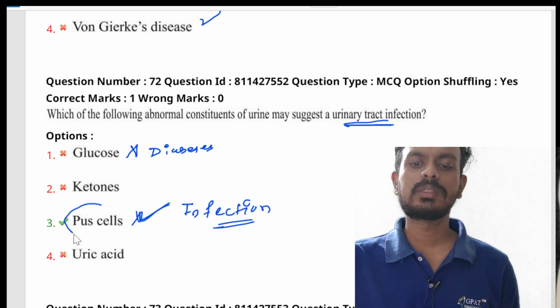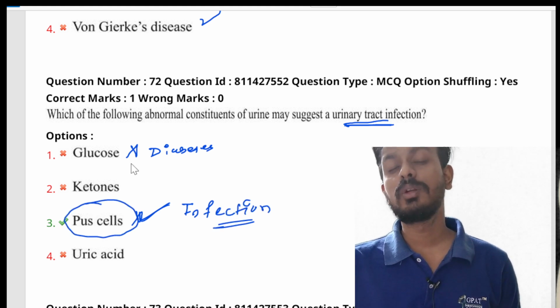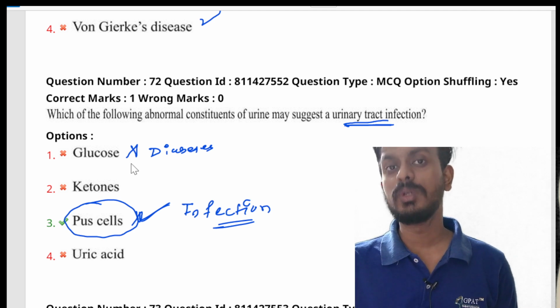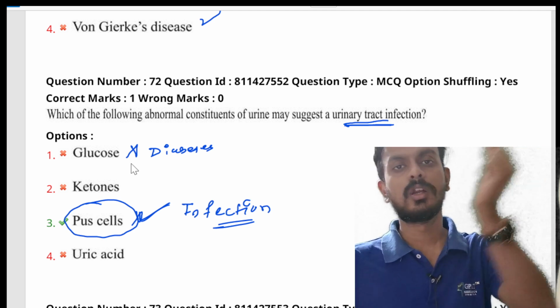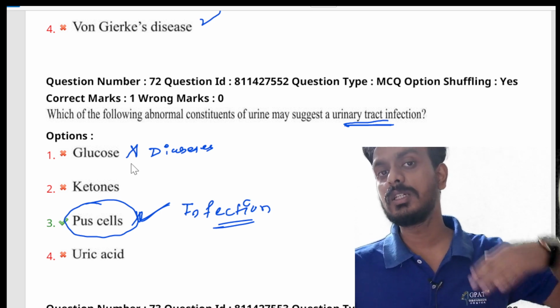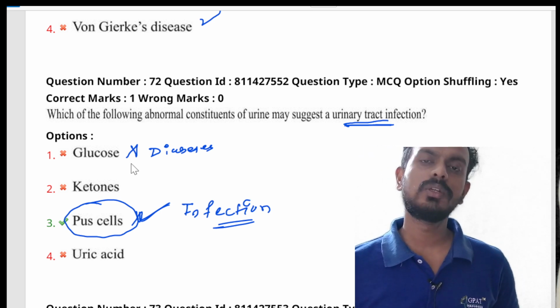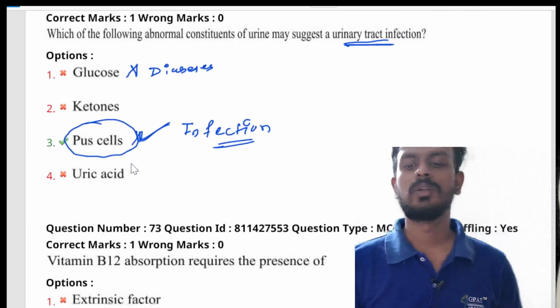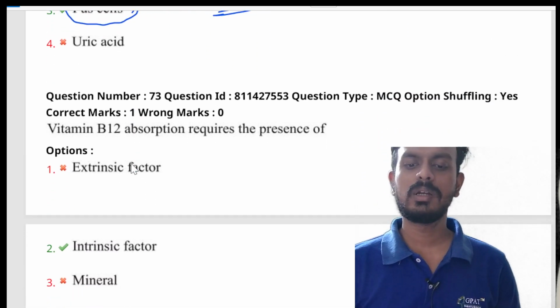So when pus cells are found, sometimes when we do the culture of our urine, we will find that yes, there are pus cells, the number of pus cells 3 to 5 or 5 to 10. When the pus cell count increases in your urine, that basically leads to what? Urinary tract infection.